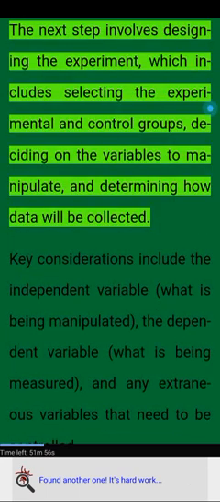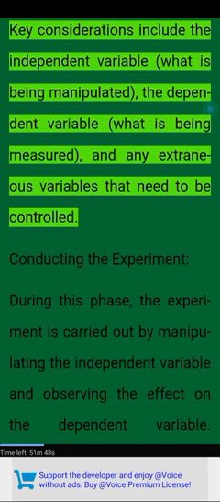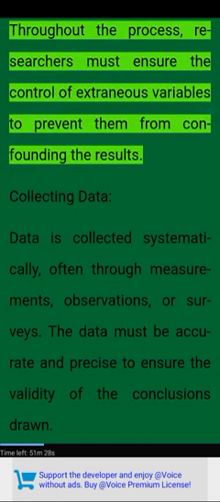Designing the experiment. The next step involves designing the experiment, which includes selecting the experimental and control groups, deciding on the variables to manipulate, and determining how data will be collected. Key considerations include the independent variable, what is being manipulated, the dependent variable, what is being measured, and any extraneous variables that need to be controlled.